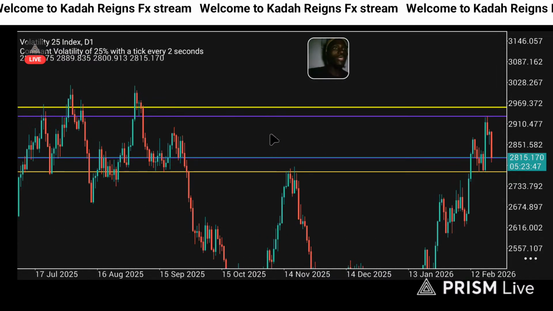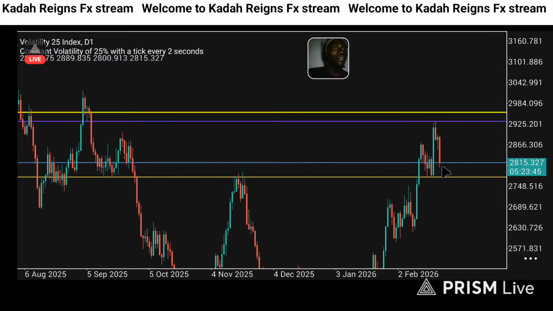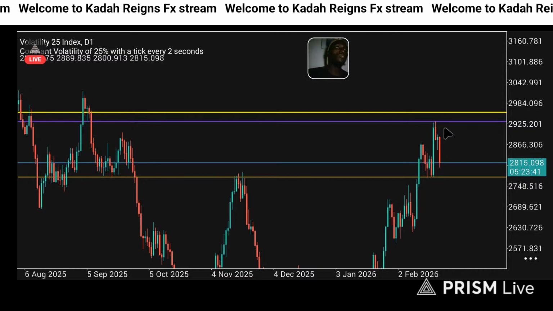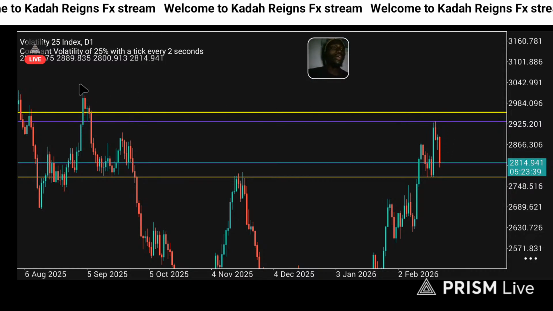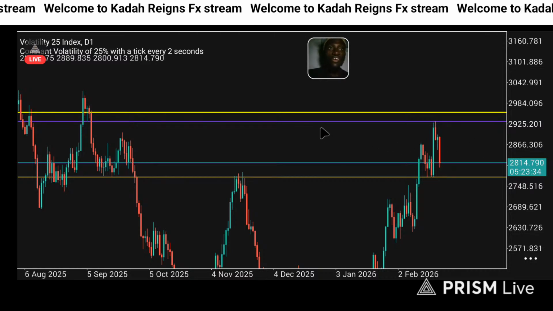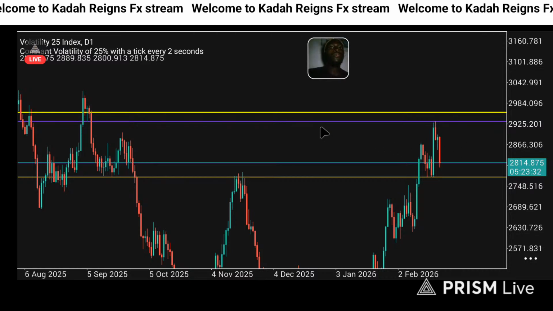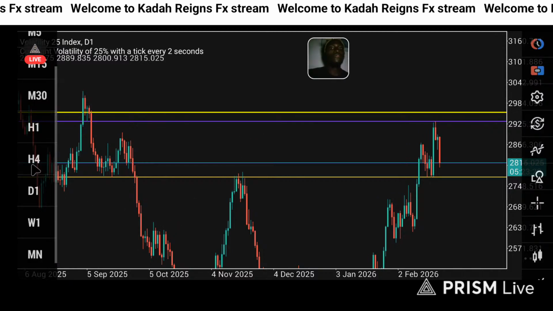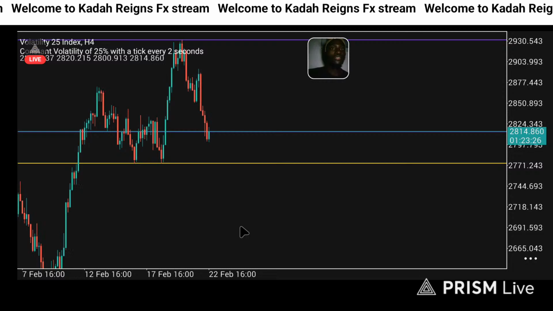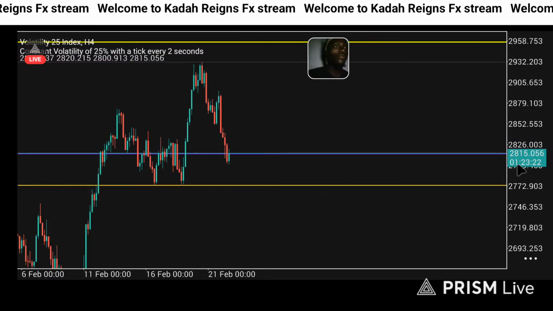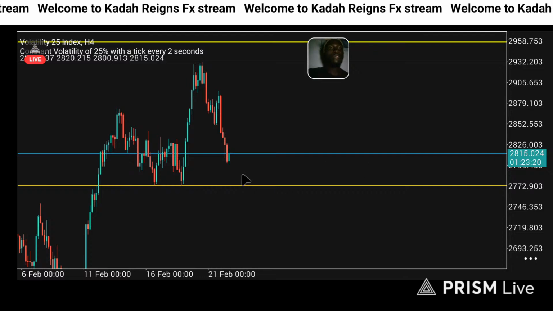So we can expect that price reached where it was supposed to reach. So now it has to continue to go up. Yes, the daily is bearish, but overall the trend is bullish. So we now come down to the 4-hour time frame. You see, the 4-hour time frame is left with something like 1 hour 23 minutes to close.